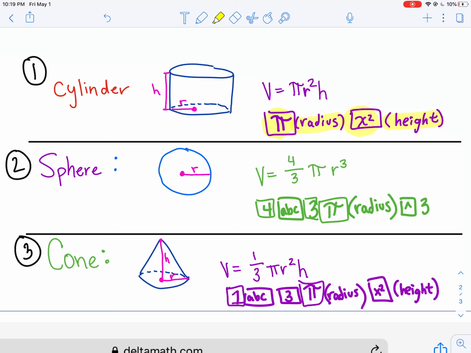Okay. When you define the sphere, it's 4/3 pi r cubed. So when you type that in your calculator, you're going to type in 4, ABC, 3, the pi button, your radius in parentheses, the caret, and the 3. And then go ahead and define the cone. The volume is 1/3 pi r squared h. So you're going to type 1, ABC, 3, pi, put the radius in parentheses, x squared, and then the height. Okay.